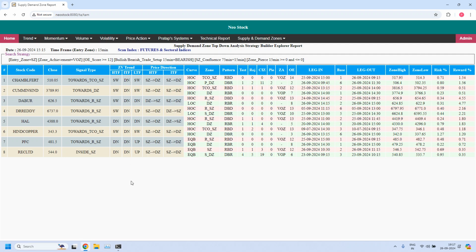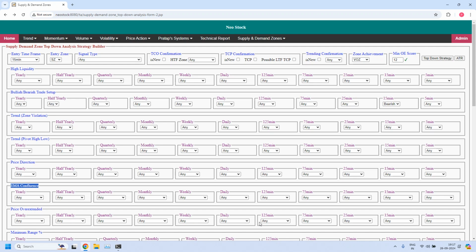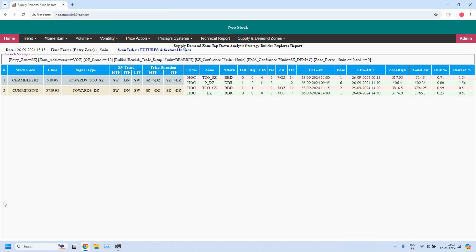If any of these stocks are having daily EMA confluence, it's a high probability setup. So let's verify in the EMA confluence in 75 minutes time frame, 75 minute supply zone with daily EMA confluence. Very good. 2 stocks are filtered. Both these stocks, 75 minute zones are having daily EMA confluence.